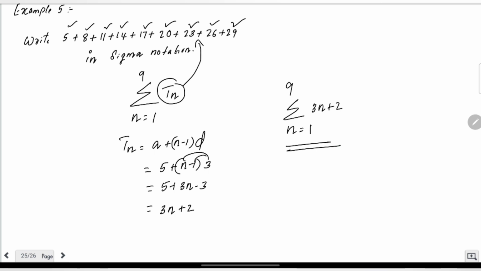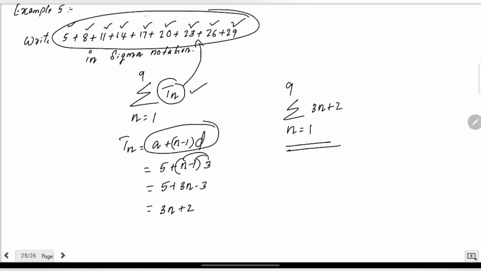Clear? So you have to find Tn. For Tn, you have to use this formula if the series is arithmetic. If it is geometric, instead of this formula, you have to use this formula: Tn is equal to a r to the power n minus 1. We already know that. So this is how we do it. Is it clear now? All right.